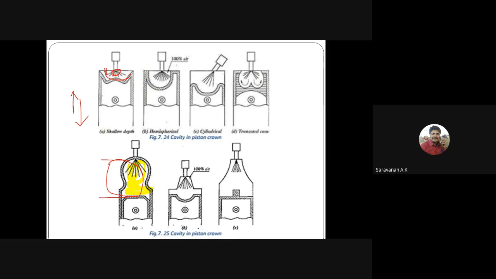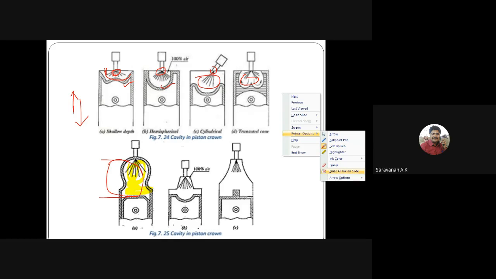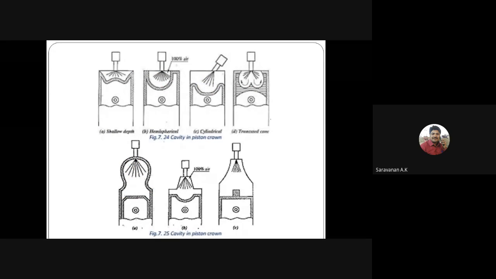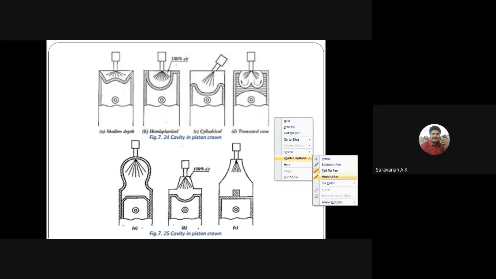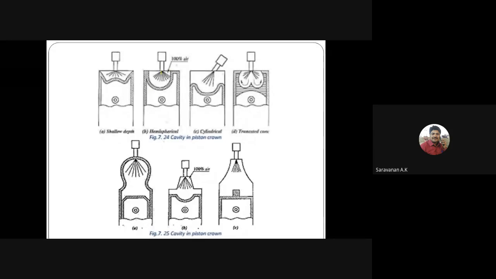See here, the injectors inject the fuel directly into the combustion chamber. The combustion chamber may have different shapes, but it is still an open combustion chamber. Why? Because the fuel injector injects the fuel into the chamber that is open to the space between the piston and the cylinder head.